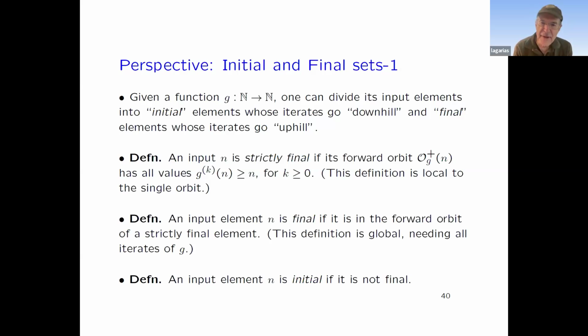Well, the definition of final is that it's in the forward orbit of a strictly final element. And this definition is global. So when you take a single orbit, you run down to the minimal value, which will be a strictly final element, and everything after it will be final. You get, if you like, a certificate for that, assuming you can recognize a minimal element. And the initial elements will be everything left over. Next slide.